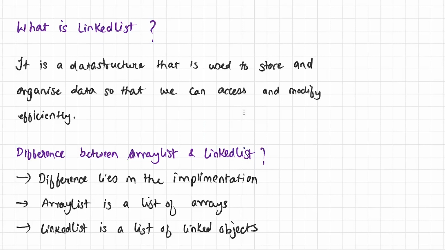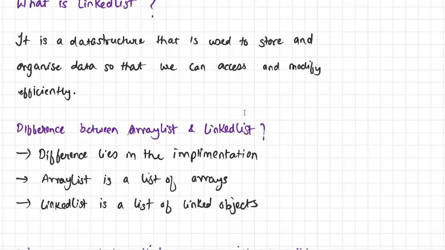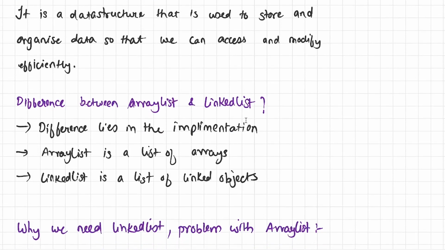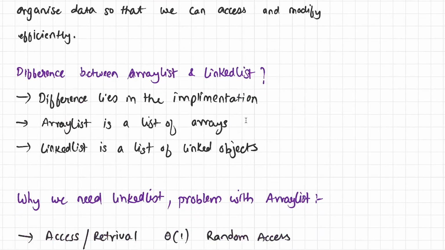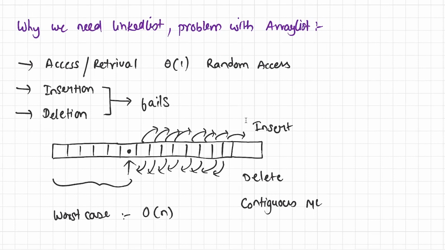Well, to answer this question, the actual difference between linked list and array list lies in the implementation of linked list and array list. Array list is a list of arrays, whereas linked list is a list of linked objects. But the question over here is, what was the actual problem that we were facing in array list that led to the creation of an entirely new data structure? So let's talk about the problem.